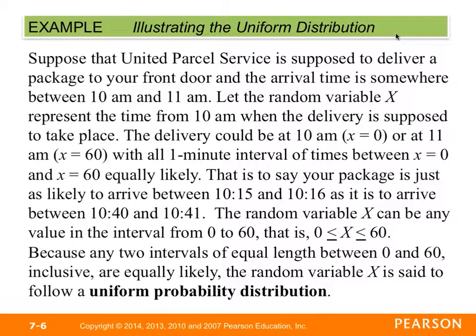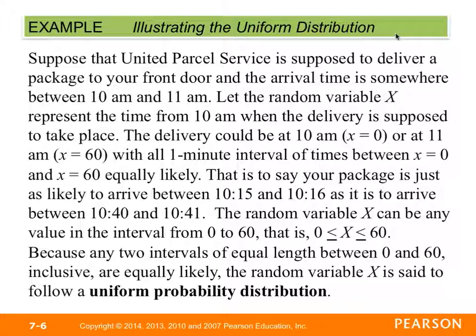So let's suppose for a minute that the UPS is supposed to deliver a package to your front door, and the arrival time is going to be somewhere between 10 a.m. and 11 a.m. So we're going to let x be a random variable that represents the time from 10 a.m. until the delivery is supposed to take place, which could be 11 a.m. So the delivery could be at 10 a.m., which would be x equals 0, okay? Or it could be maybe at 11 a.m., which would mean that x would equal 60 because that's 60 minutes from 10 a.m. And we're going to do just 1 minute intervals, okay? So it would be x equals 0, 1, 2, 3, all the way up to 60.